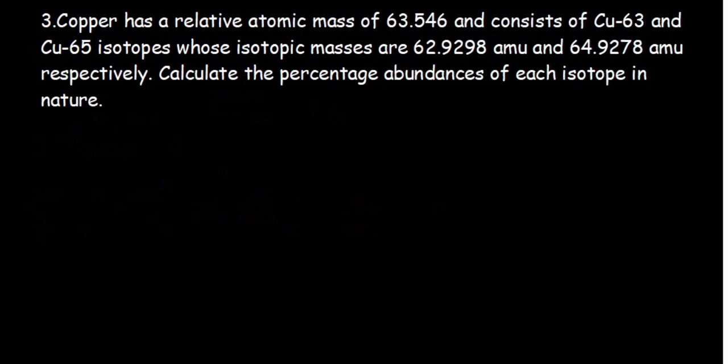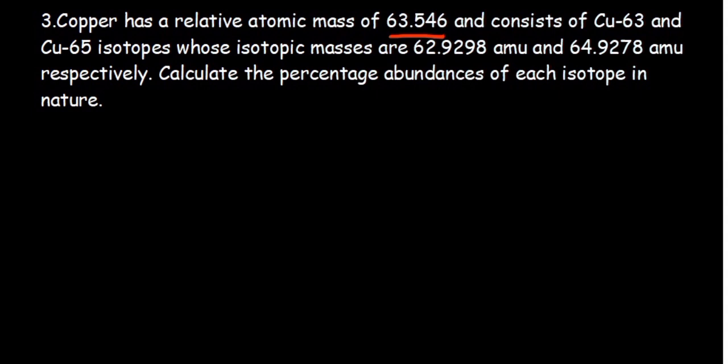I hope you had enough time to pause the video and try it out. So copper has a relative atomic mass of 63.546 and consists of copper 63 and copper 65 isotopes whose isotopic masses are that and that respectively. Calculate the percentage abundance of each isotope in nature. So I'll read the question again. Copper has a relative atomic mass of that and consists of copper 63 and copper 65.